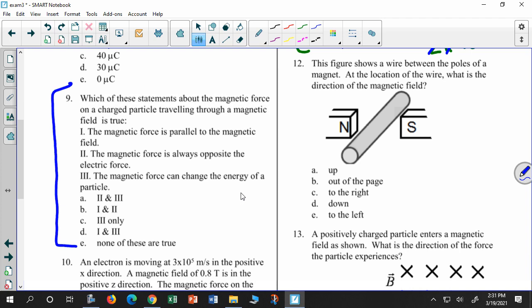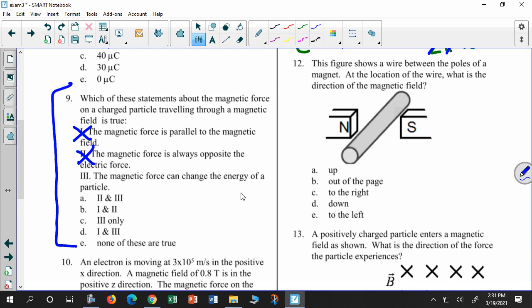Let's just look at this. This is a magnetic force on a charged particle. Is the magnetic force parallel to the magnetic field? No. Orthogonal. Q, V, and B are always orthogonal to one another. It means they're perpendicular, not parallel. The magnetic force is always opposite the electric force. The answer to this is no. We'll address this. There's another question I want to look at.